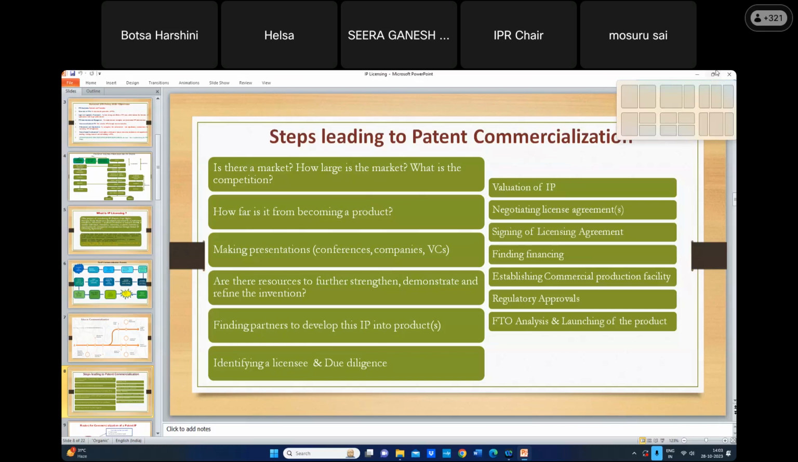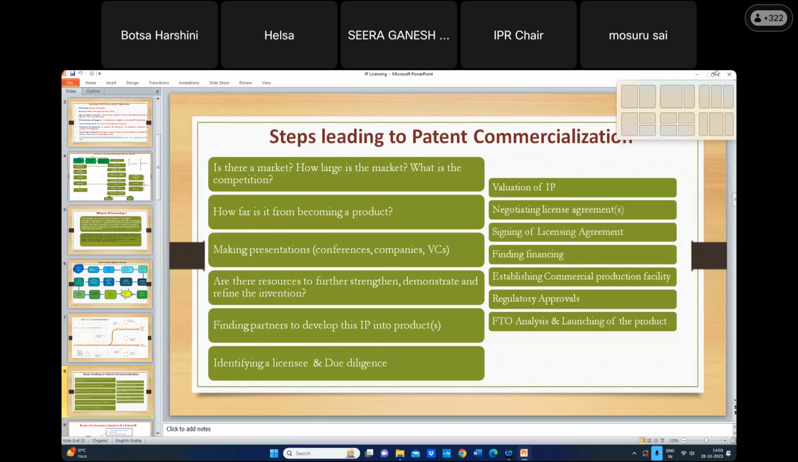As you all know, most patents are not really technologies. They are just proofs of concept. You need to develop them further to become a product. Prototype development, validation, testing, and scale-up are all required. So you make presentations; once you convince them, if you need to raise money to establish a commercial plant, you need to make presentations before the investors.